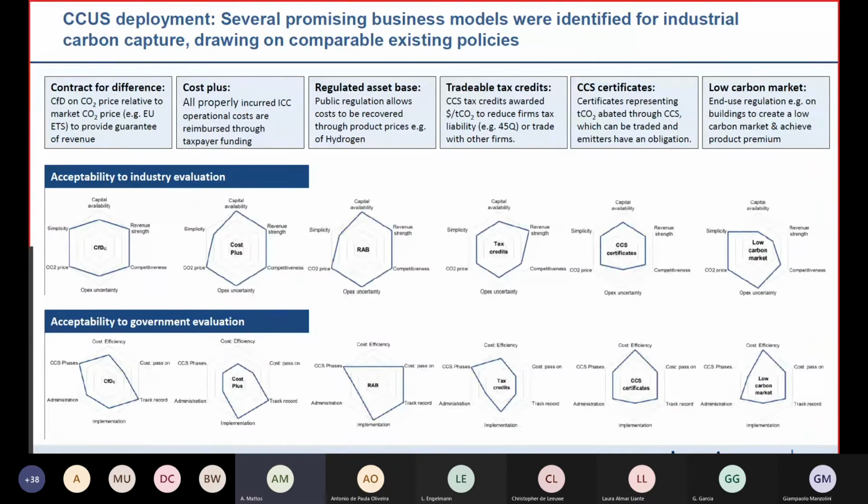This slide I won't go over in detail, but it's the outcomes of our assessment for a number of different business models. This is the one we discussed, the contract for difference, and then there are a number of other mechanisms that could be used in other countries to incentivize. For example, tax credits are used in the US at the moment, and these radar plots at the bottom show the strengths and weaknesses of each of the models on each of the criteria that I mentioned.